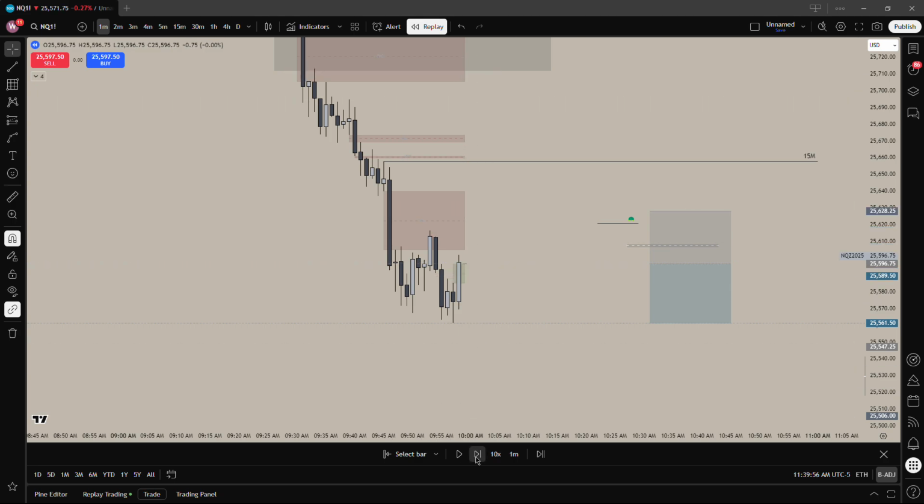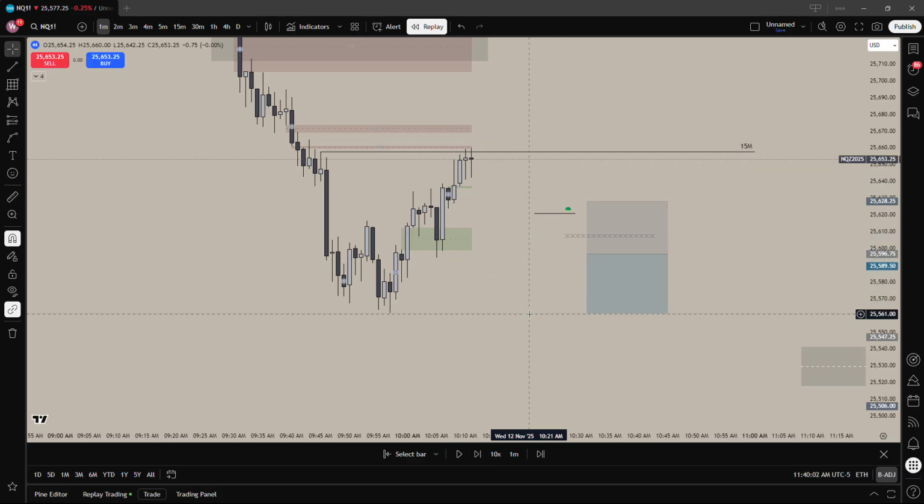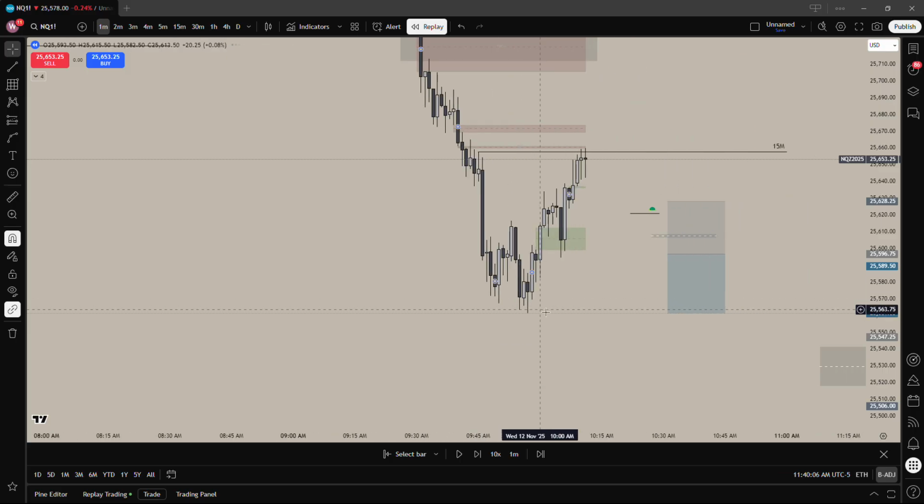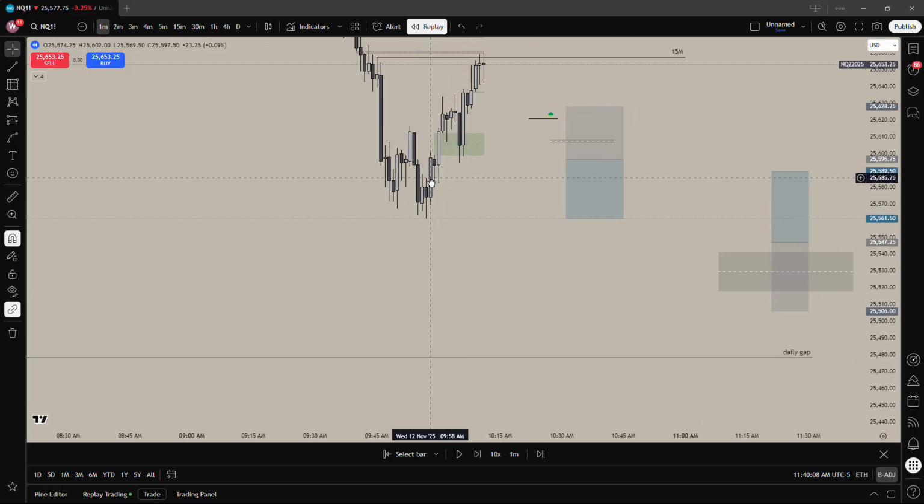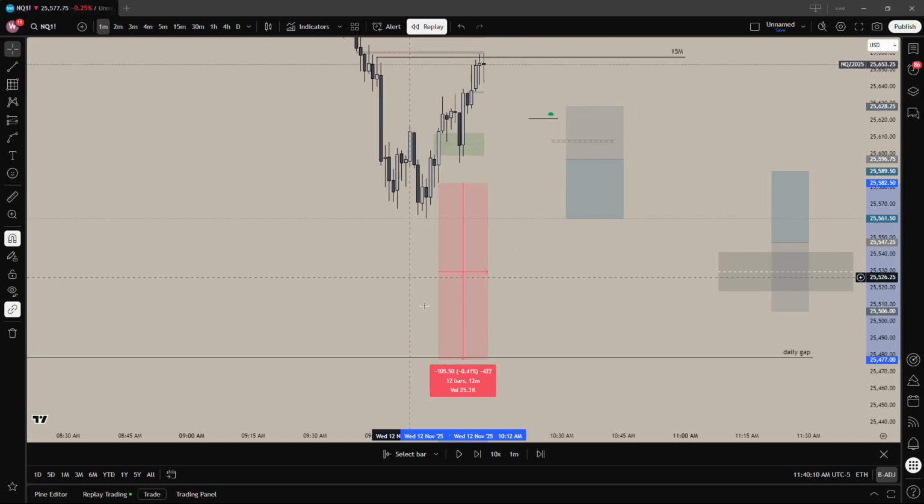It ended up playing out, and it's not like a bad trade or anything. It's just from experience, I would rather take the short continuation than the reversal on the rebalance, because we could just have 10 a.m. bring us down to here.